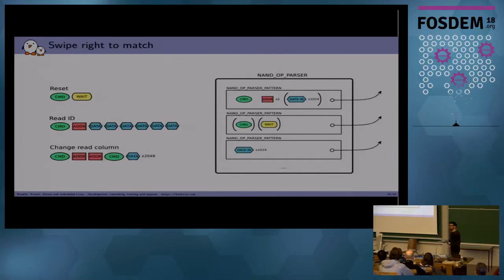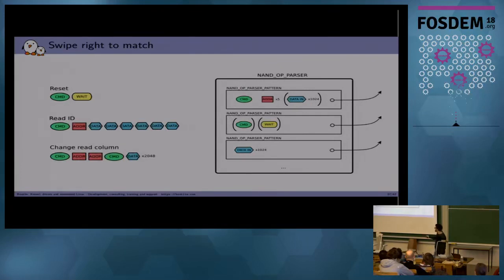If I go back to my first examples, the reset operation, which was a command cycle and then a wait period, well, the NAND parser will find that the second pattern actually matches that and will execute this callback, and that's all. For instance, if you want to do a read ID, it's one command cycle, one address cycle, and let's say 6 data cycles. The first pattern matches, even if the number of cycles is not the same. It's not a problem at all, and the first callback will be run.